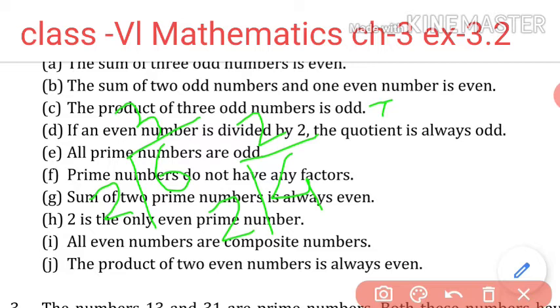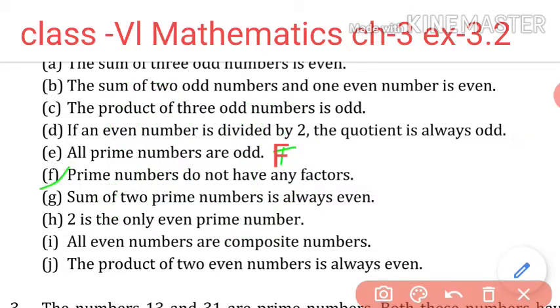That means, is this statement true? If an even number is divided by 2, the quotient is always odd. It is written that the quotient is always odd. But what quotient did we get? Sometimes 3, and sometimes we get 2. So the quotient is not always odd. So this will be what? False. So question D will be false.